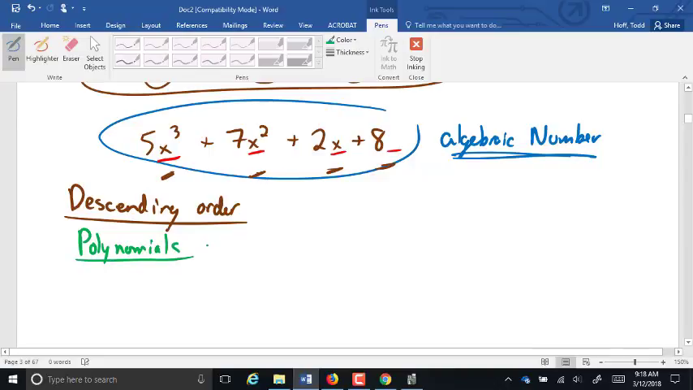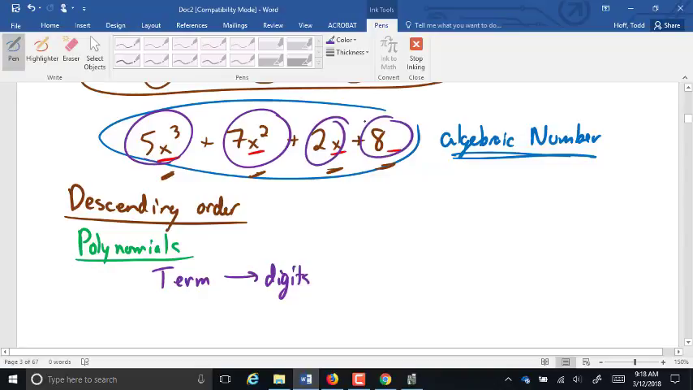There's a lot of vocabulary that goes with polynomials, like the terms. Terms are just the digits. This has 4 digits, it's 4 terms. There's also something called the degree of a polynomial. That's just the largest power of the place value. So this is the third power on x, x to the third. So that has a degree of 3.